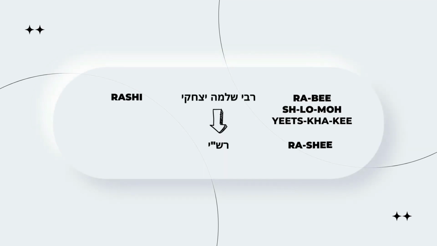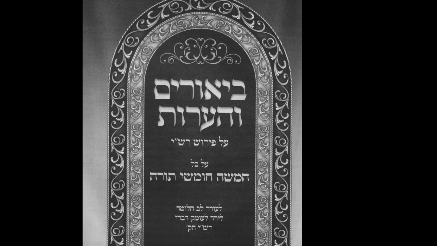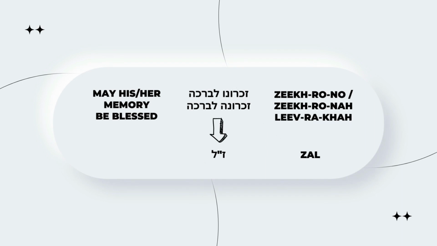Rashi is the abbreviation for Rabbi Shlomo Yitzchaki, a medieval French rabbi and scholar known for his extensive commentary on the Bible and the Talmud. Zal is the abbreviation for Zichrono Livracha, for male, or Zichrona Livracha, for female. May their memory be blessed, in Hebrew, used to show respect for someone who has passed away and after mentioning the name of a deceased person.